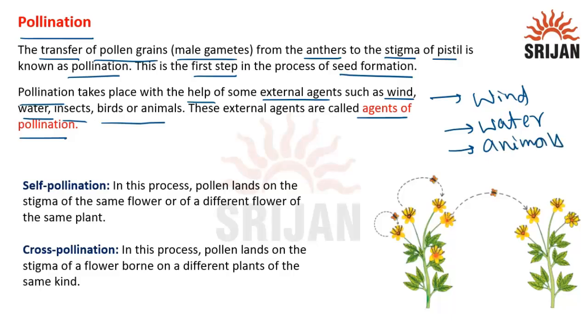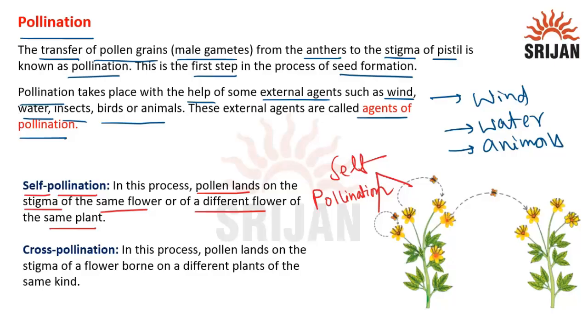Now, self-pollination and cross-pollination are two types. So what is self-pollination? In this process, pollen lands on the stigma of the same flower or of a different flower of the same plant. That means the plant should be the same. So these two are cases of self-pollination. In the first case, the flower is the same, but in the second case, the flower is different.